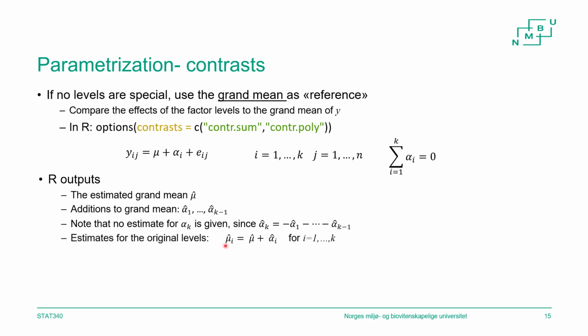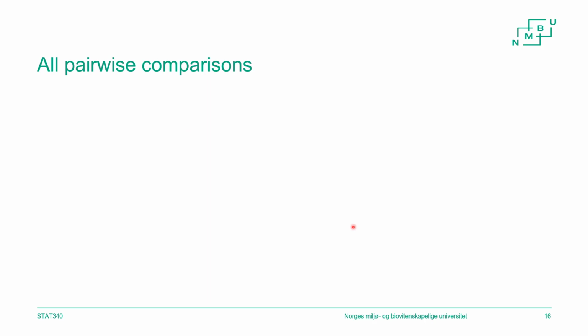So estimates for the original levels will now become, for level I, the response for level I is now the grand mean plus this deviation. And then notice you have to compute the last one yourself from all the other ones. Okay, so these were two ways of contrasting.